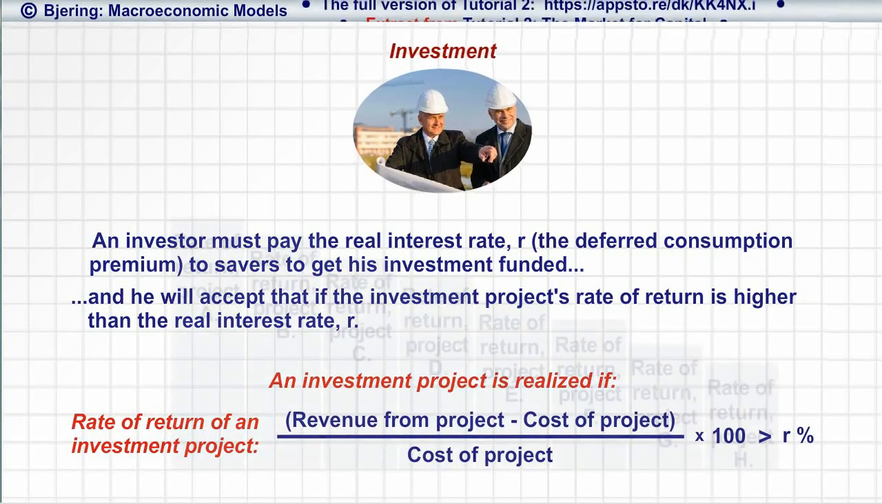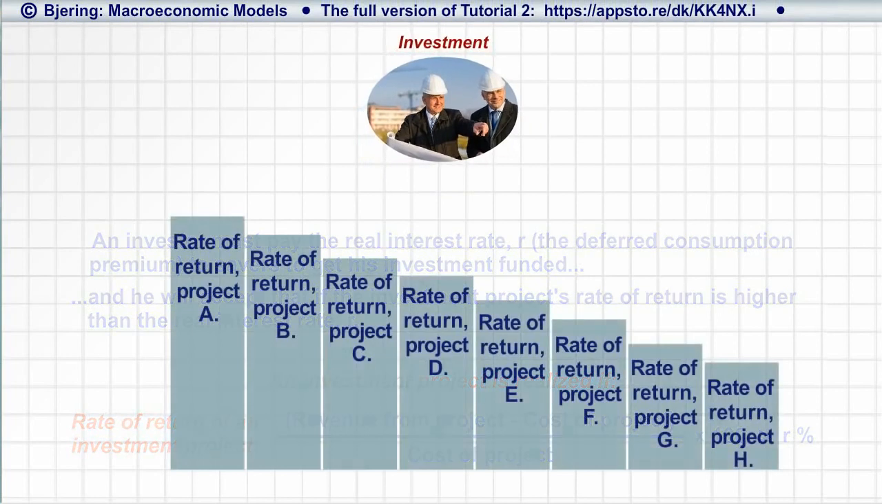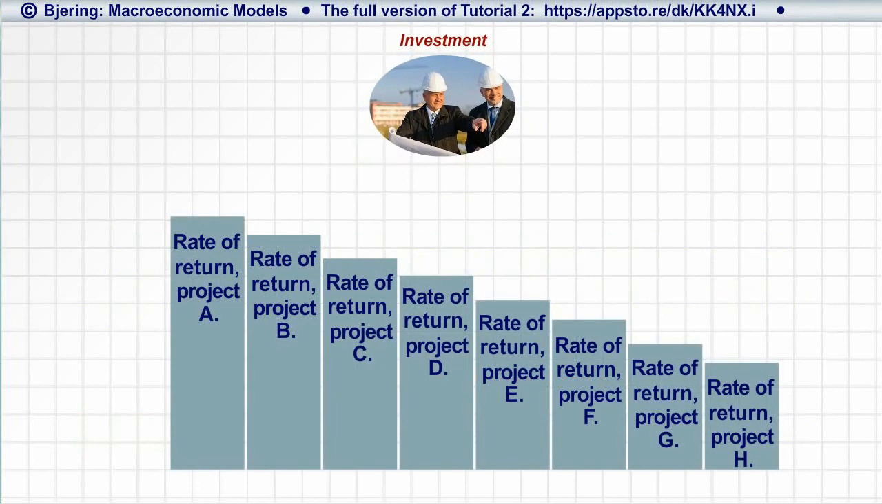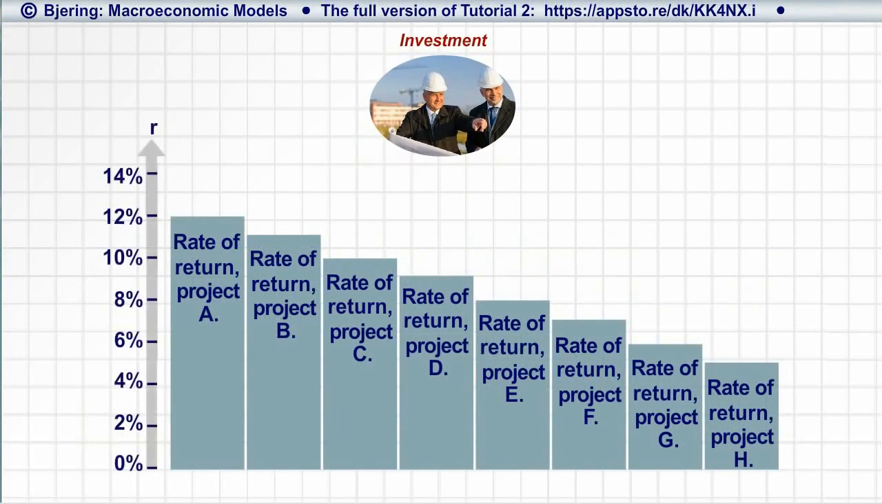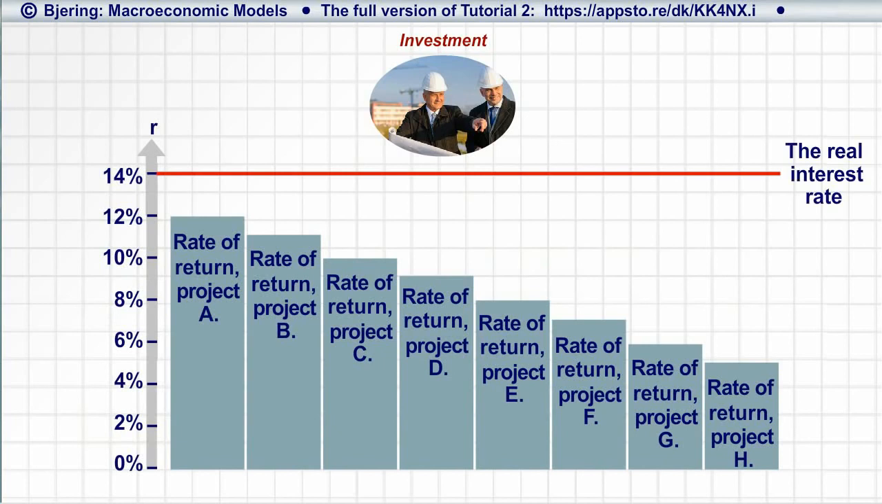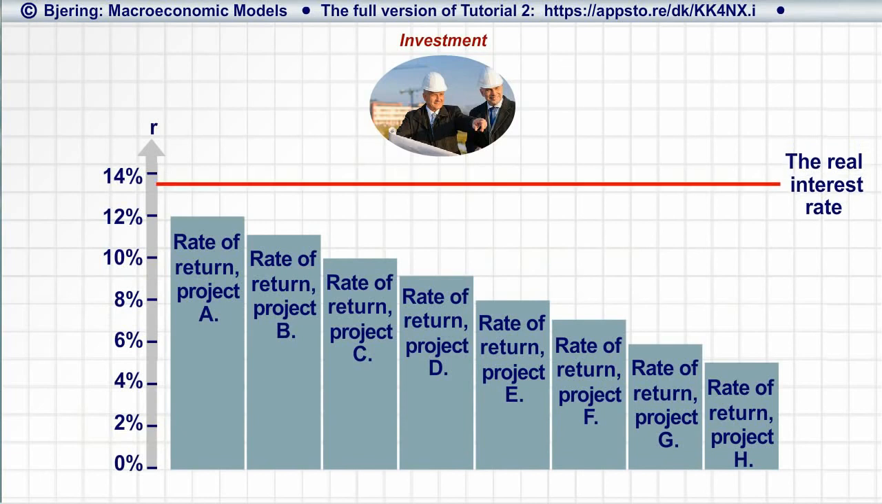Now, here are the rates of return of 8 investment projects. And here's a column indicating real interest rates from 0 to 14%. Clearly, if the real interest rate is 14%, none of the investment projects have rates of return that will make them profitable to realize. Assume now that we lower the interest rate.